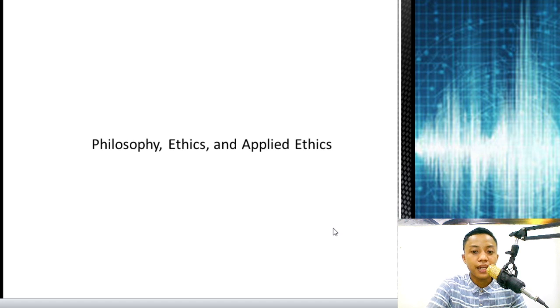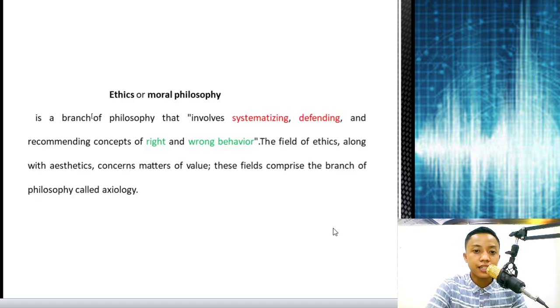Philosophy, ethics, and applied ethics. Ethics or moral philosophy is a branch of philosophy that involves systematizing, defending, and recommending concepts of right and wrong behavior. The field of ethics, along with aesthetics, concerns matters of values. This field comprises the branch of philosophy called axiology. Ethics, a branch of philosophy that involves systematizing. It means may sistema talaga, defending and recommending concepts of right and wrong behavior.